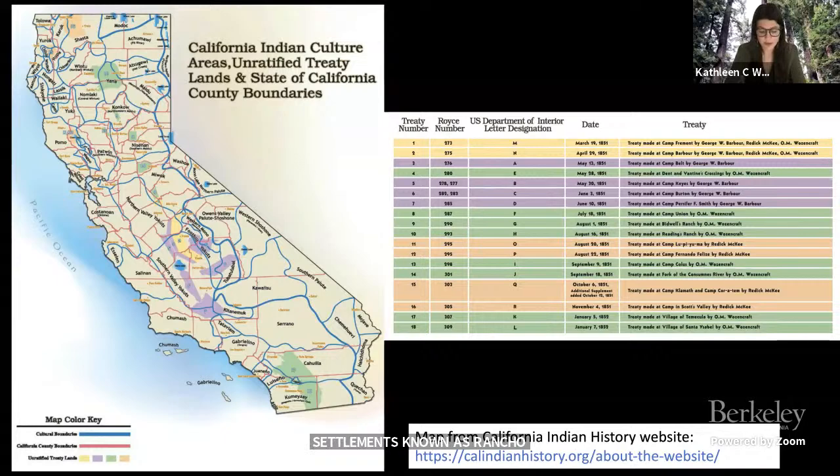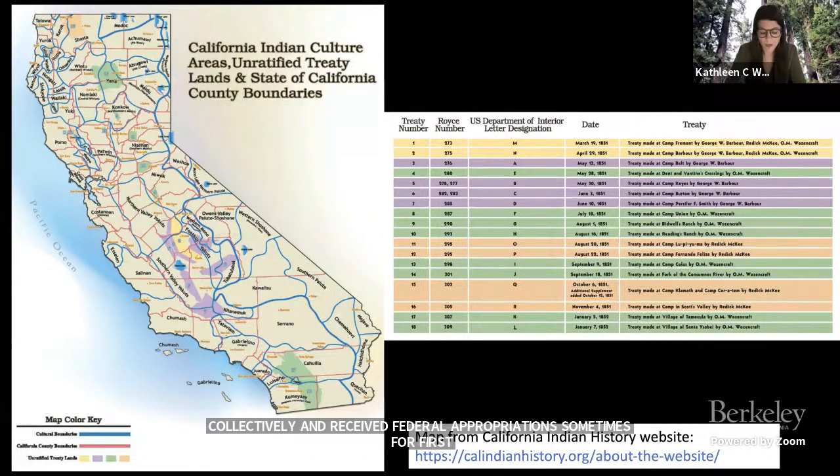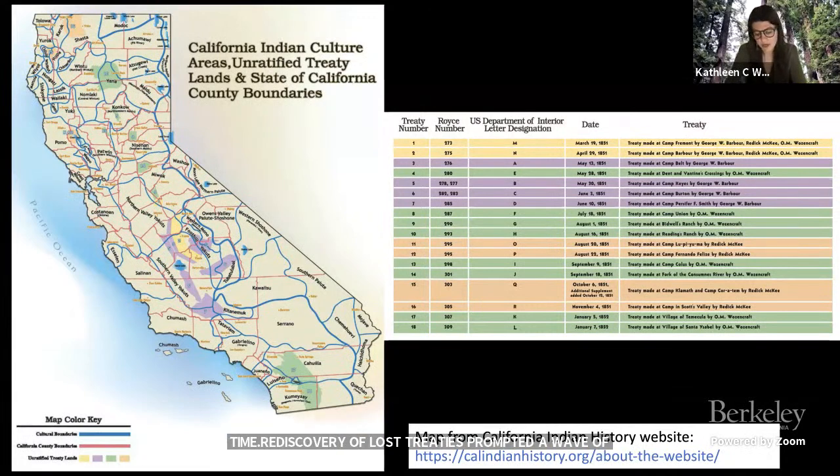Held in trust by the federal government, these rancherias were land bases with which modern California indigenous communities lived collectively and received federal appropriations, sometimes for the first time. The rediscovery of the lost treaties not only prompted a wave of Native organizing, but also stirred unprecedented public support in matters which directly concerned Native California political and legal standing. Native Californians and their supporters began a drive for better land, better education, the rights of citizenship, and legislation for the settlement of the unfulfilled treaty conditions.